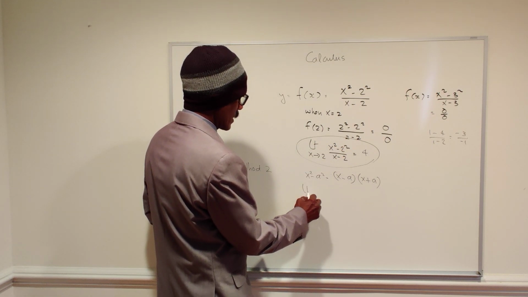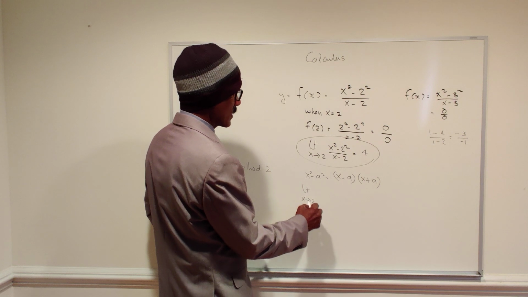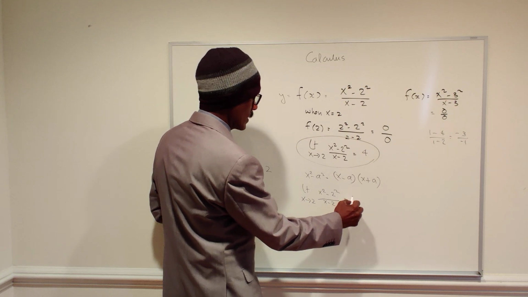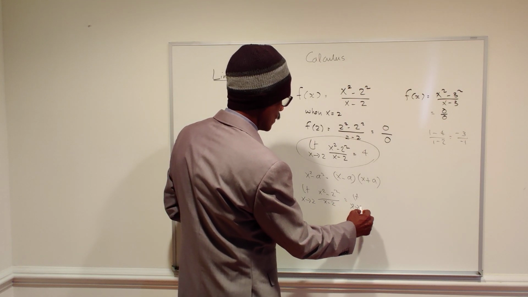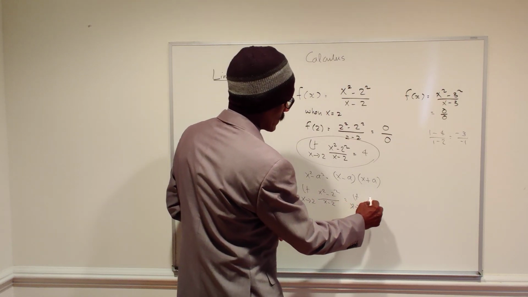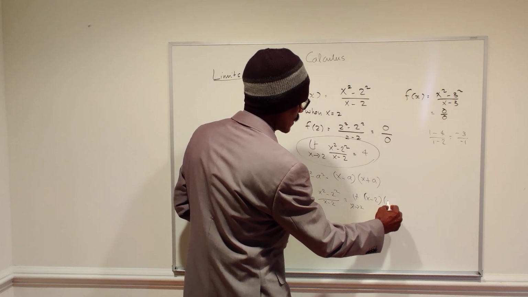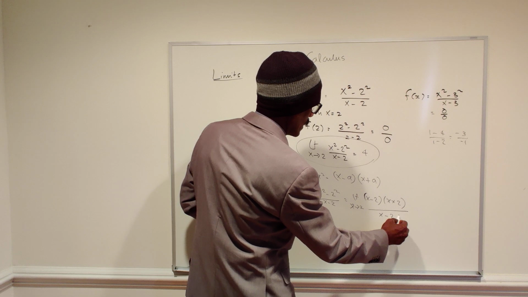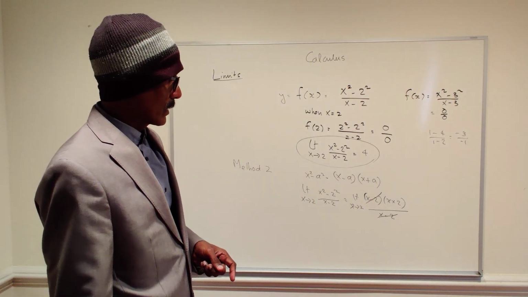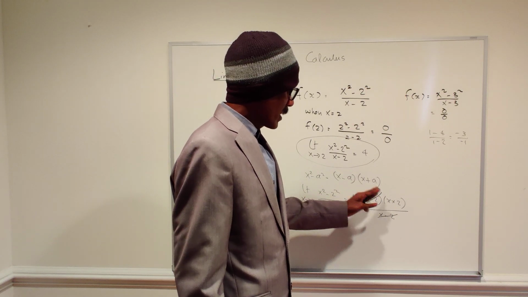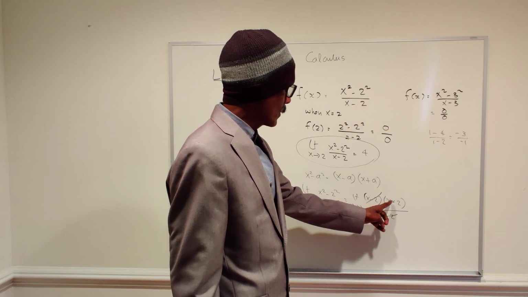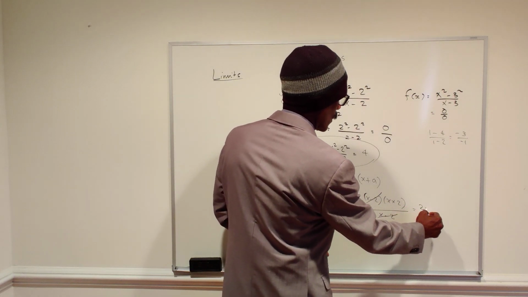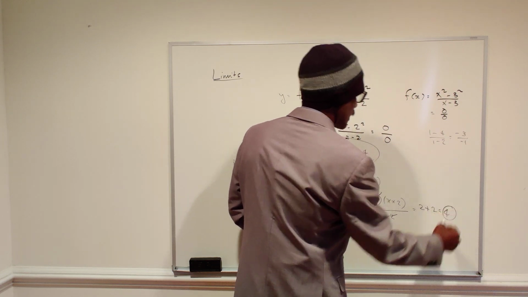So I will write down the problem one more time. Limit x tends to 2, x square minus 2 square by x minus 2 equals limit x tends to 2. X square minus 2 square is x minus 2 times x plus 2, divided by x minus 2. X minus 2 cancel. After cancelling numerator and denominator, just substitute x is equal to 2 here. 2 plus 2, 4. That is the second method.